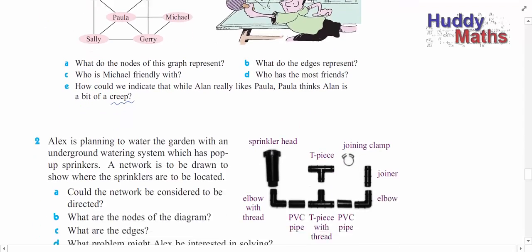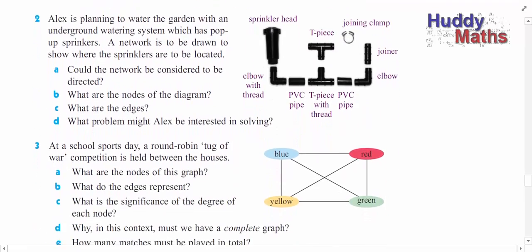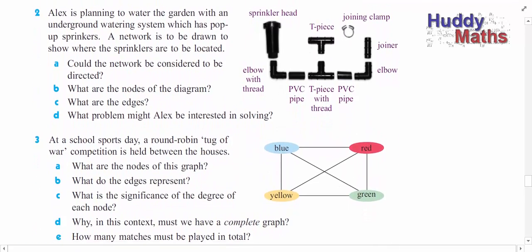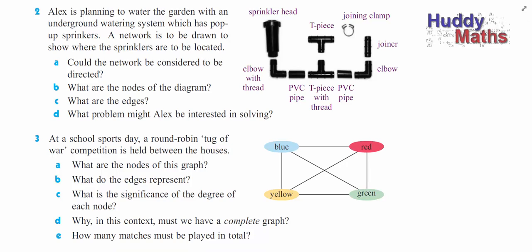Let's go on now. Question 2, and I think we can get 3 on there. Yep, 2 and 3. Practical problems. How are you going to look at a watering system? How are you going to work out a round robin? Everybody must play everybody, etc. How do you work that out? Hey, this network stuff is quite interesting, isn't it? And quite useful if you've got this sort of problem. Okay, pause it and have a go at those 2.